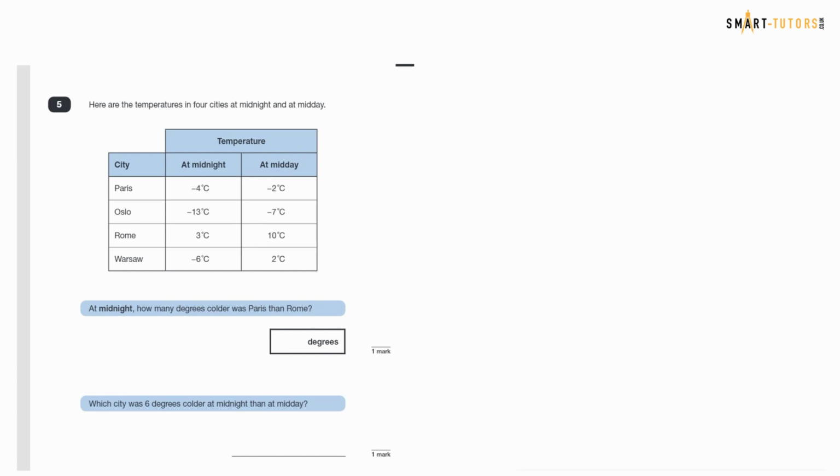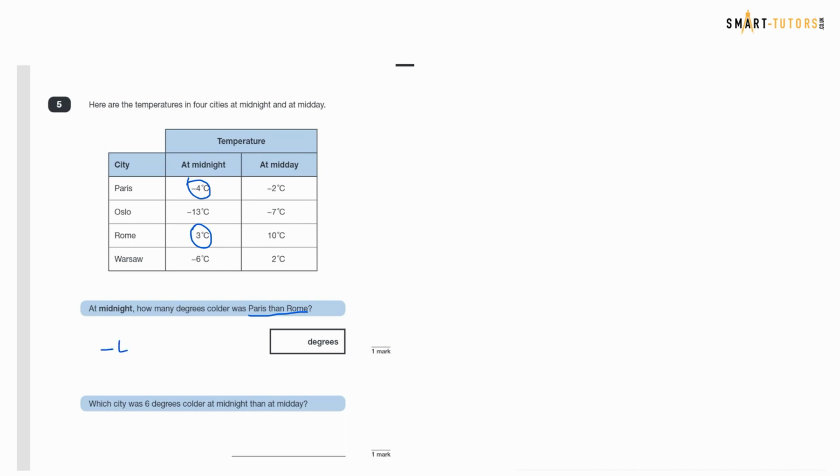Here are the temperatures in 4 cities at midnight and at midday. So the 4 cities are given, and all the temperatures are given. At midnight, how many degrees colder was Paris than Rome? It says here that in Paris at midnight it was -4 degrees Celsius, and in Rome it was 3 degrees Celsius.